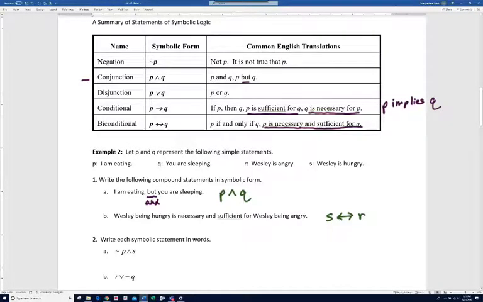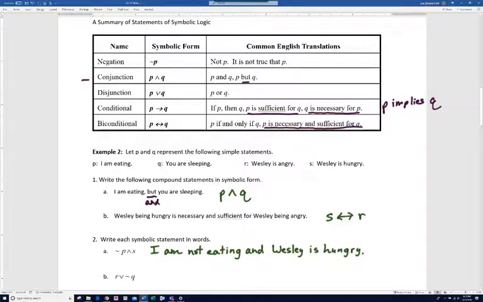Okay, so let's go on to number 2. It says write each symbolic statement in words. So not P, that would mean I am not eating, and S, Wesley is hungry. So we would say I am not eating and Wesley is hungry. Again, if you haven't already tried B on your own, I'd encourage you to do that.